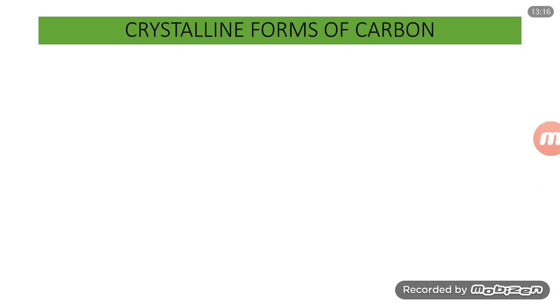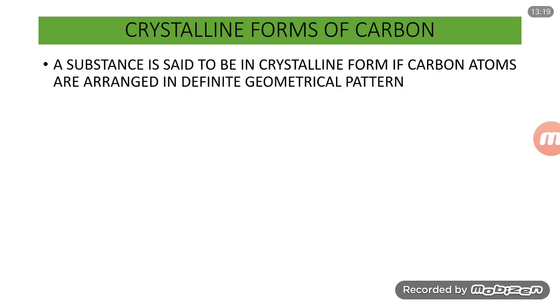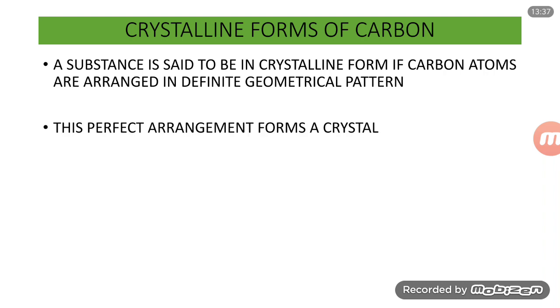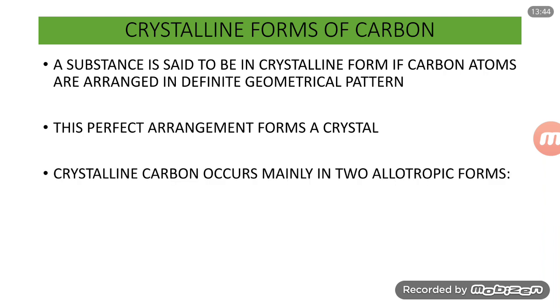Coming to crystalline forms of carbon. When I say crystalline forms of carbon, it means that the atoms of the carbon in the diamond, for example, will be arranged in a definite geometrical pattern. Hence they will appear in the form of a crystal. This perfect arrangement of carbon atoms will give rise to the formation of a crystal.